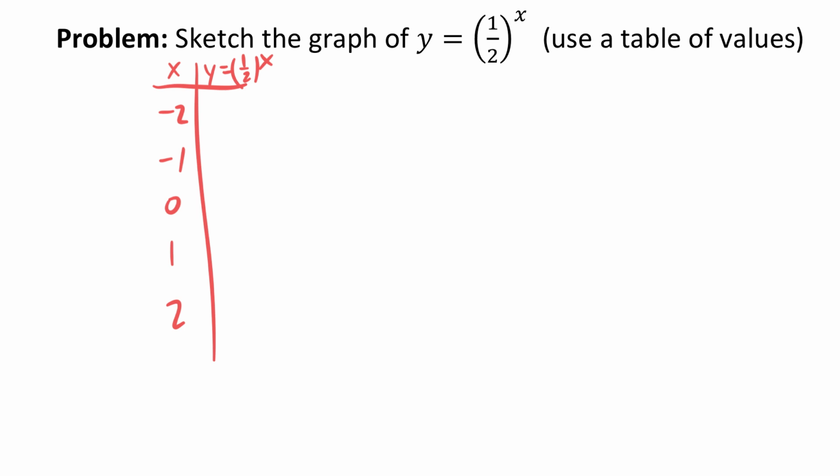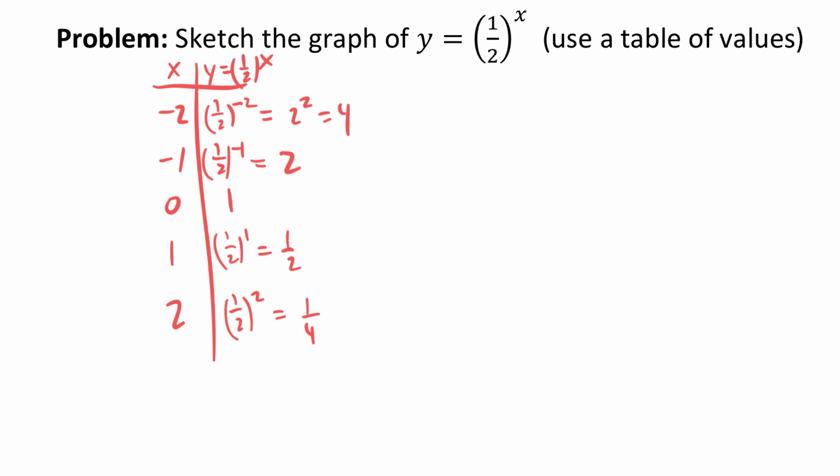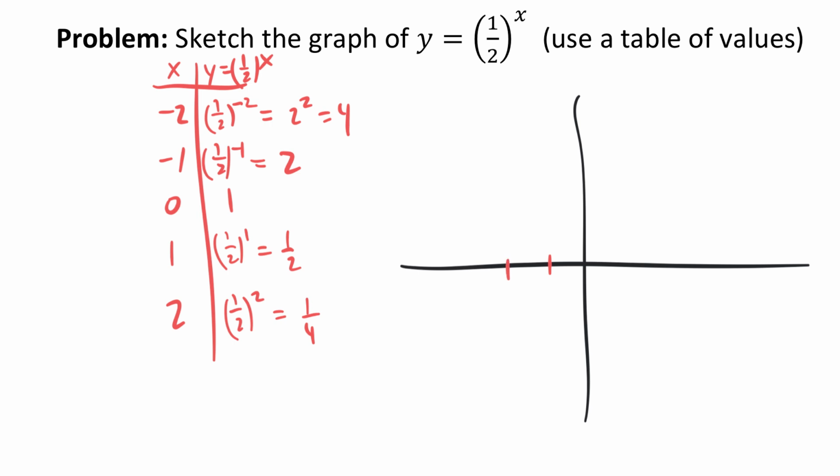0 is probably the easiest. Anything to the 0 will be 1. 1/2 to the 1, that's going to be just a half. 1/2 to the 2 means we get a quarter. Oh, it's kind of like the opposite. 1/2 to the -1 means we flip it and make it a 2. 1/2 to the -2 means we flip it and then square it to get 4. So if we go ahead and plot these, we'd have -2 and 4 up here. -1 and 2, 0 and 1, 1 and a half, 2 and a quarter.